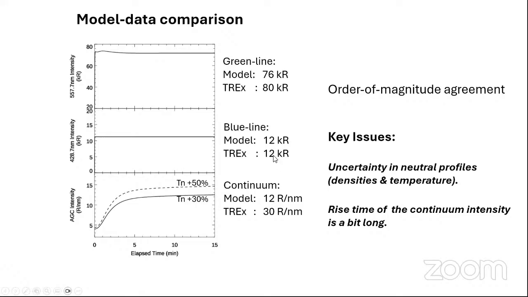I have to clarify here, this is not some kind of magic coincidence. The agreement is simply because we purposefully choose the precipitation parameters to match the green line and the blue line observations.